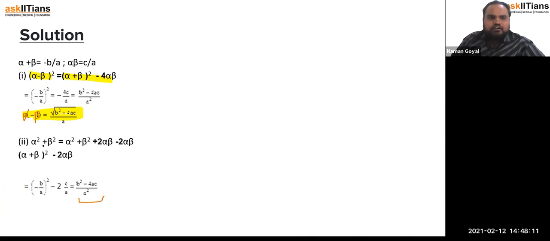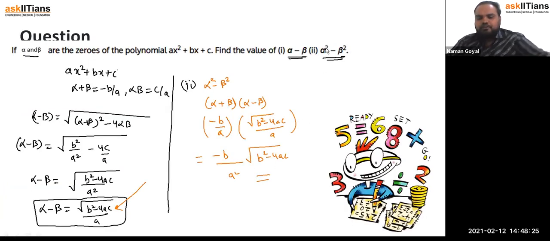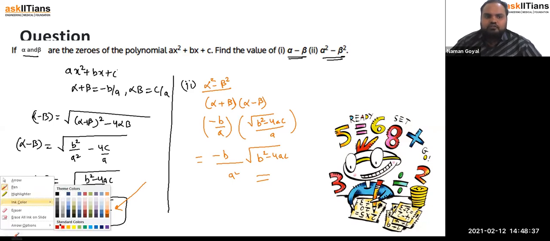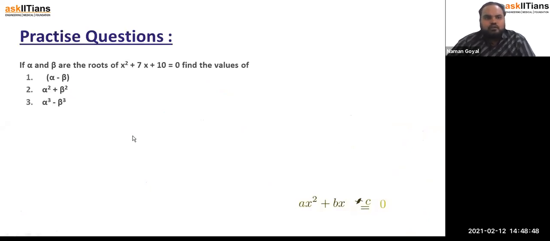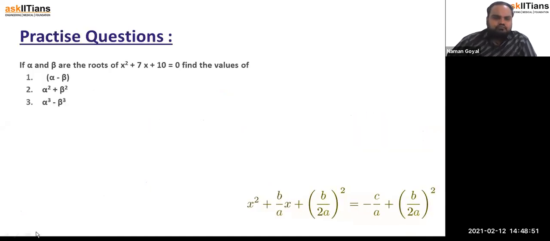Now here it is given alpha square plus beta square, but the question is asking for alpha square minus beta square. So this is not the answer for alpha square minus beta square. Okay, it is a mistake in the PPT. So basically the answer for alpha square minus beta square is this only. So don't be confused. Sir, why is the answer given like that? Because this answer is for alpha square plus beta square, but the question is asking for alpha square minus beta square. Okay, now there is a practice question, we have to do it now.